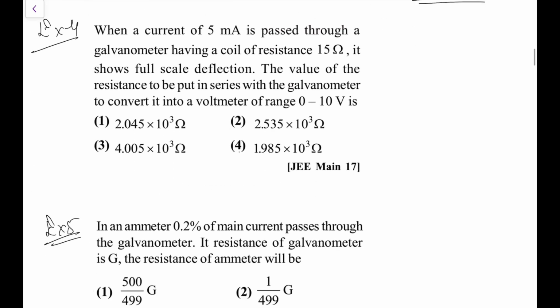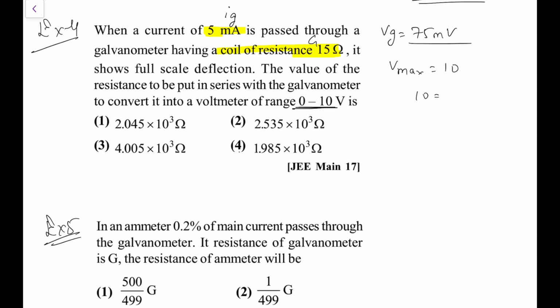Next one, when a current of 5 milliampere is passed through a galvanometer having a coil of resistance 15 ohm, it shows full scale deflection. That means this is Ig, this is G, so Vg comes out as 75 millivolts. Now the value of resistance to put in series with the galvanometer to convert it into a range 0 to 10. So you have to do Vmax to be 10. So again Vmax is 10.